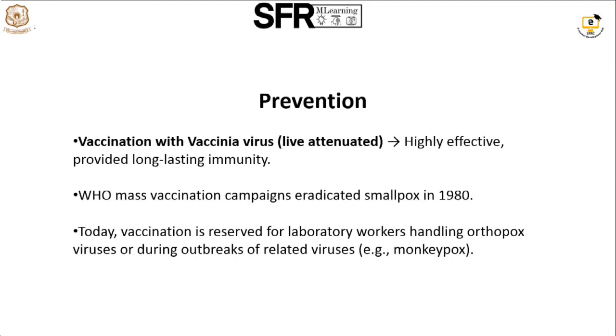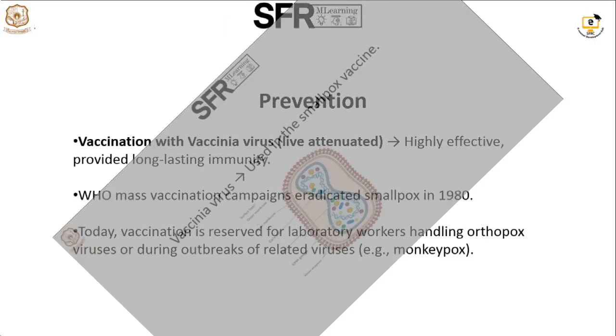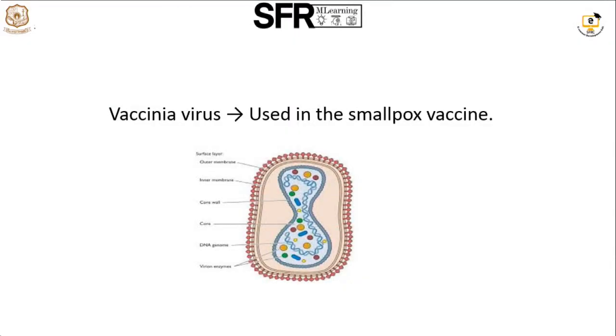Prevention is vaccination with the vaccinia virus, a live attenuated virus, which is highly effective and provides long-lasting immunity. WHO mass vaccination campaigns eradicated smallpox in 1980. Today, vaccination is reserved for laboratory workers handling orthopoxviruses or during an outbreak of a related virus, that is, the smallpox virus. Coming to the vaccinia virus, which was used in the smallpox vaccine.